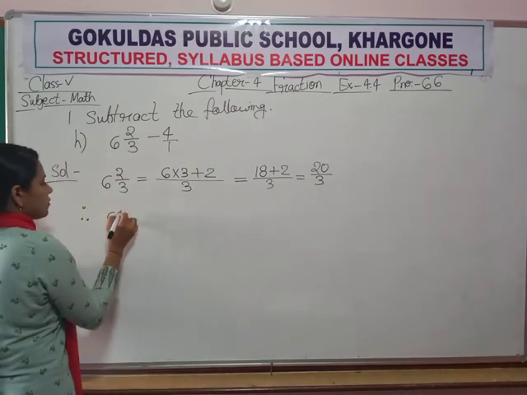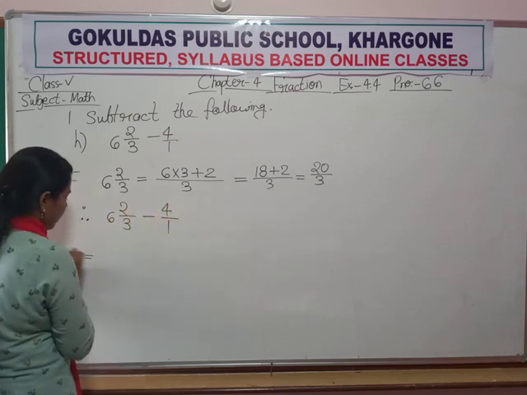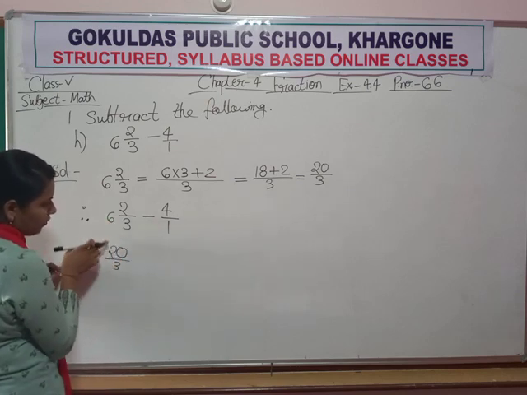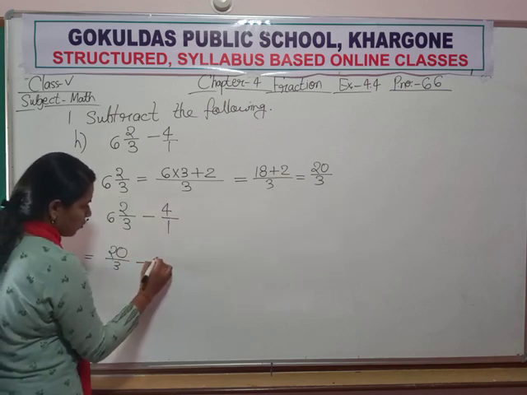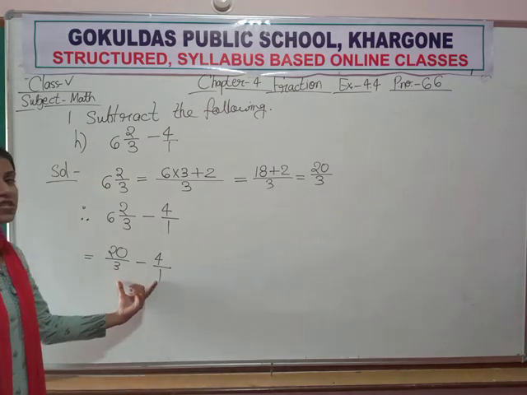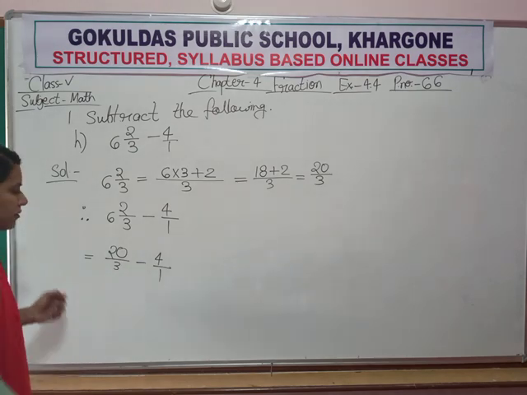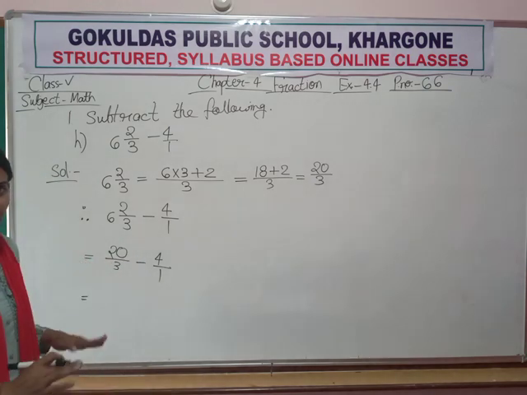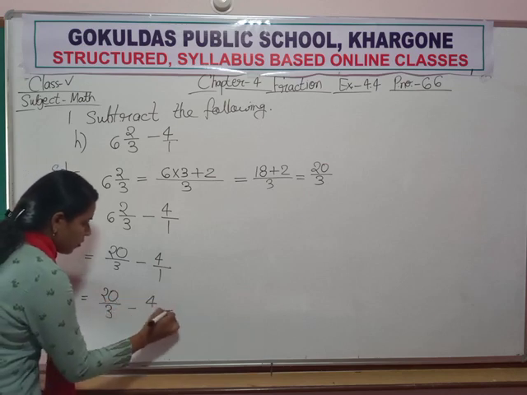Therefore 6 and 2 upon 3 minus 4 upon 1 equals 20 upon 3. We can write 20 upon 3 in place of 6 and 2 upon 3, minus 4 upon 1. Now we see both the fractions are unlike fractions, because their denominators are different. So first we will convert these unlike fractions into like fractions. So 20 upon 3 minus 4 upon 1.